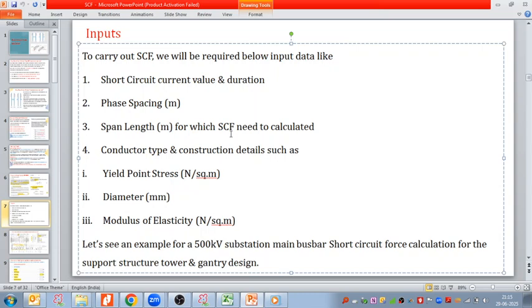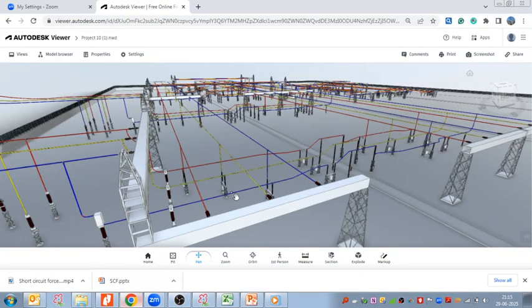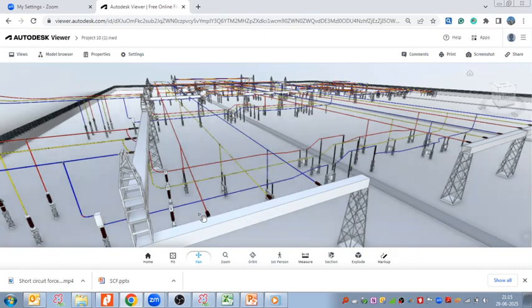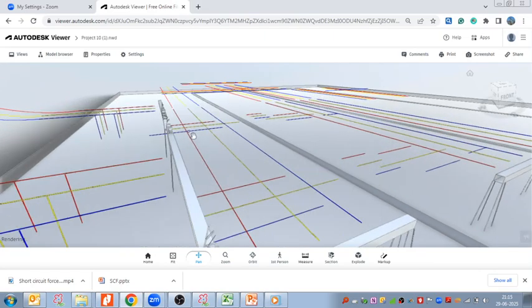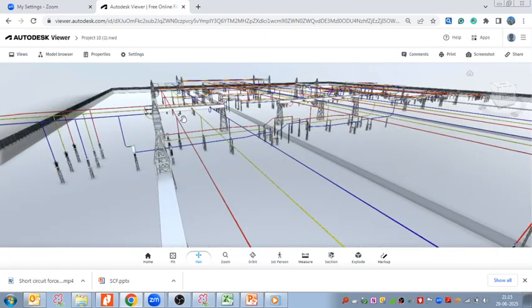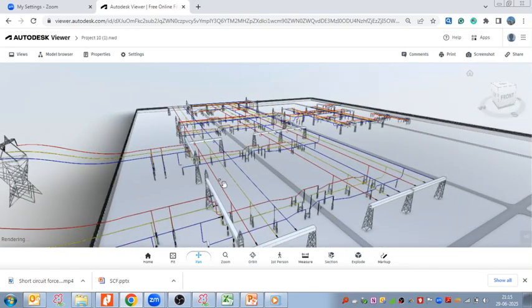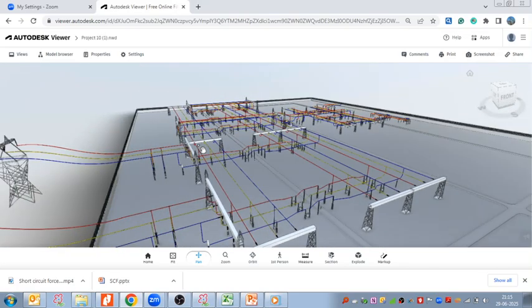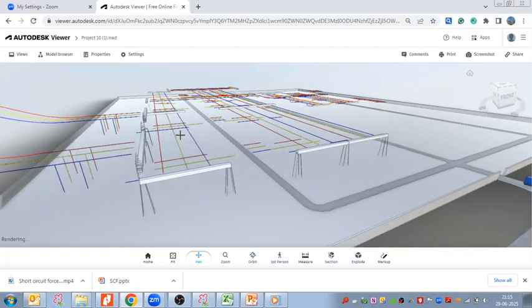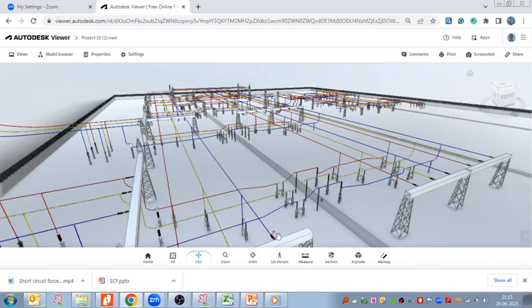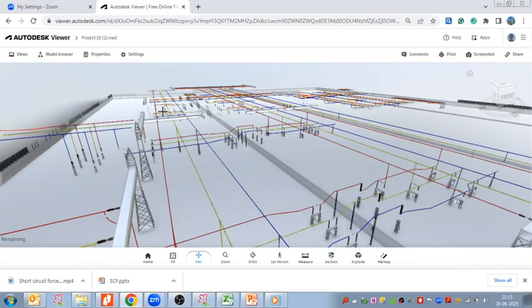So the span length for which SCF needs to be calculated, and then the conductor type. This span is the total length, right? I mean the length between the supports. This is one support here, next support over here. So this is my one span. One support here, next support here. Is this drawing visible? One here, second here, right?